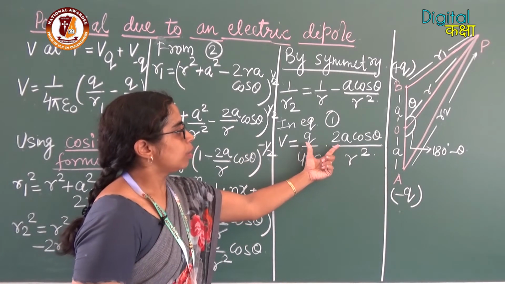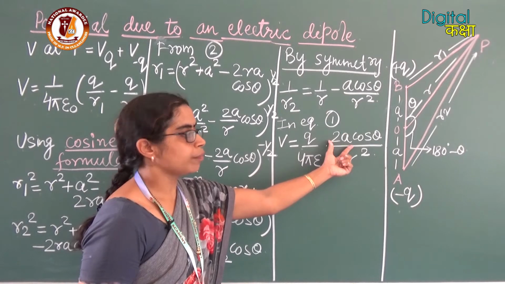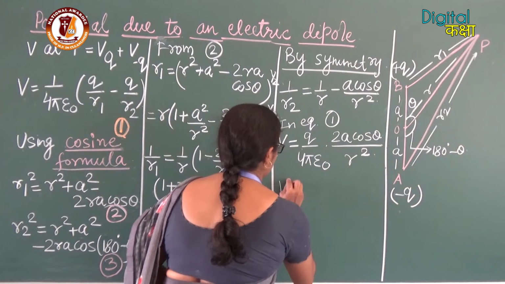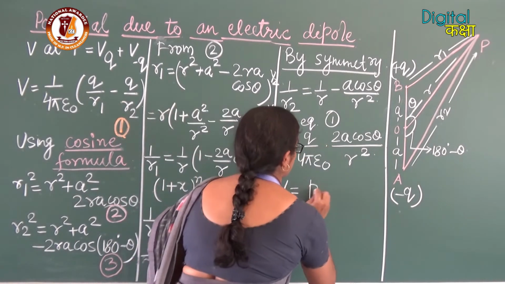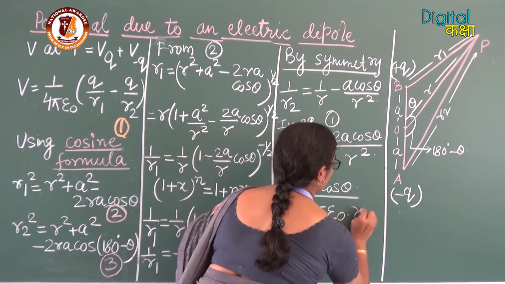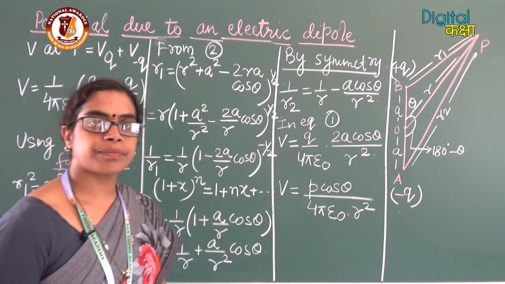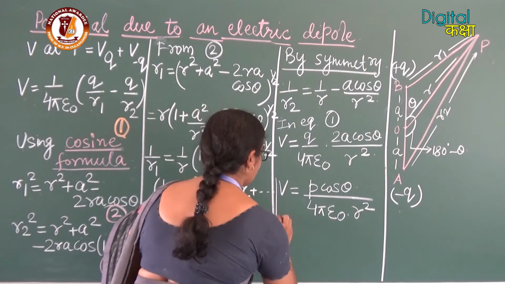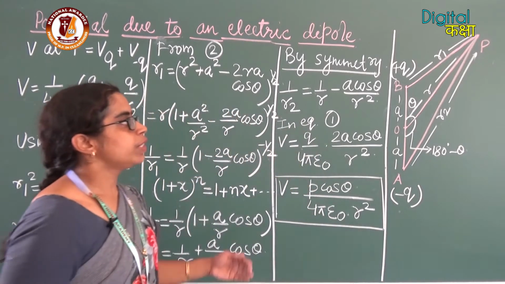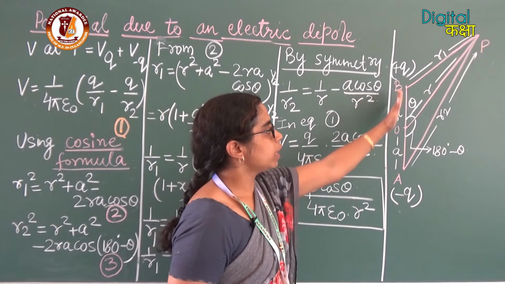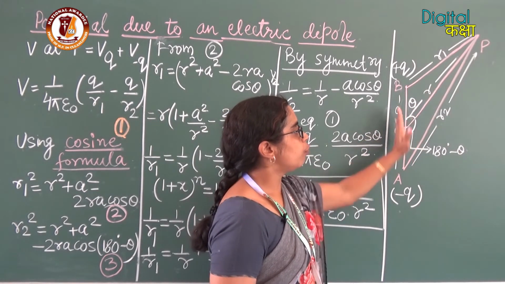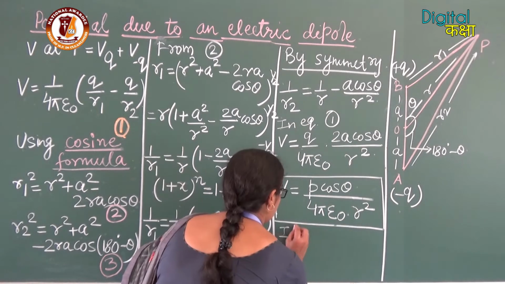Now here the product of Q and 2A is giving us the value of the dipole moment. So further I can write this term as P cos theta upon 4 pi epsilon naught into R square. So this is the formula for the potential at any point P which is making an angle theta with the dipole, or the position vector is making an angle theta with the dipole moment.